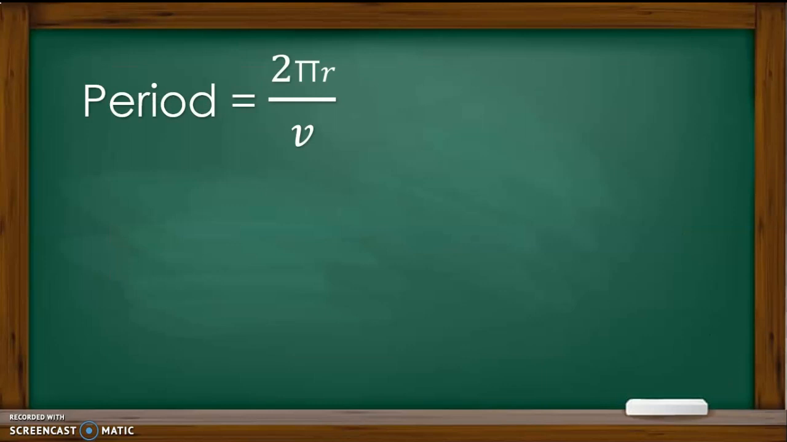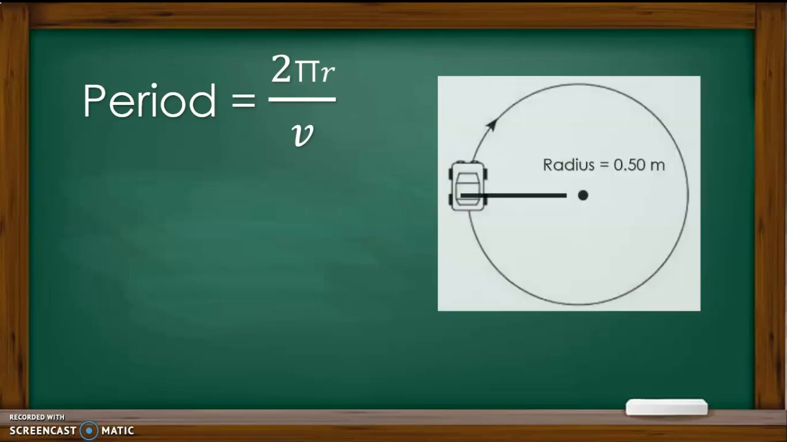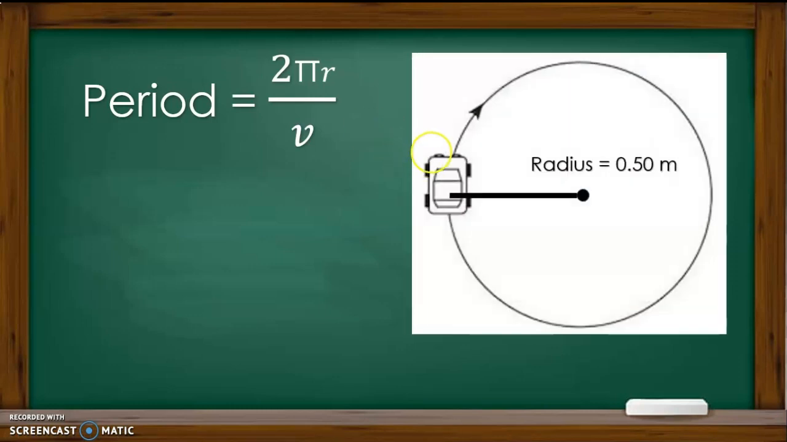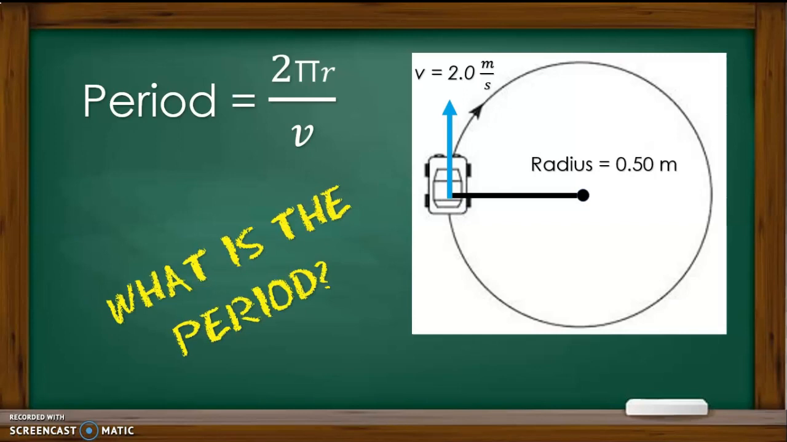This equation enables you to calculate the period of an object moving in a uniform circular motion. The period is the circumference of the circle, 2 pi r, divided by the object's speed. To put it more simply, it is distance divided by speed. Let's say, for example, the circle wherein the object is moving has a radius of 0.50 meters and has a velocity of 2.0 meters per second. What is the period of the object?